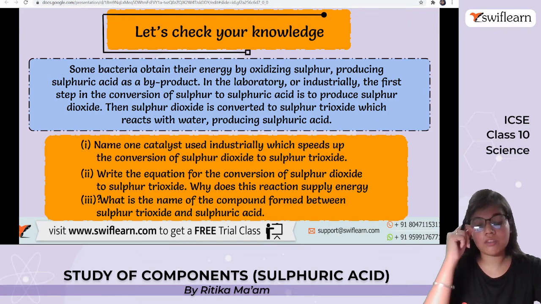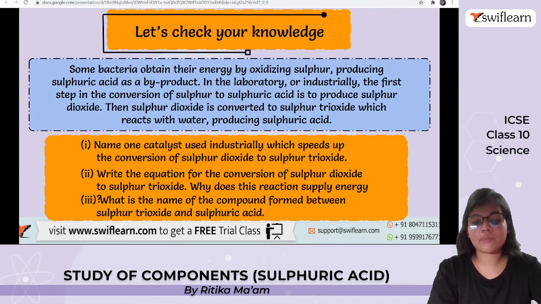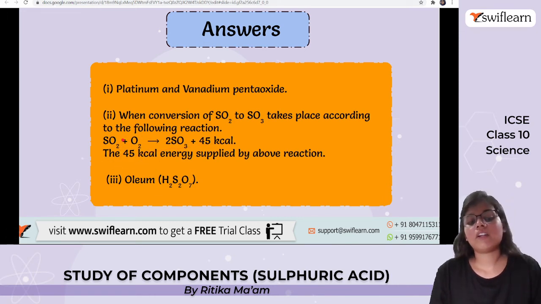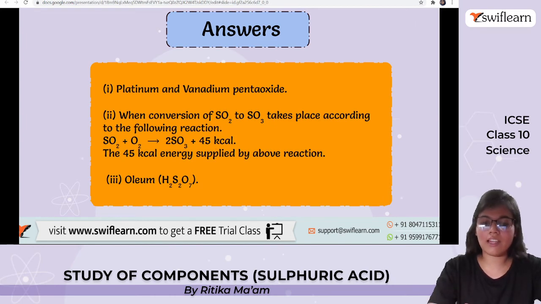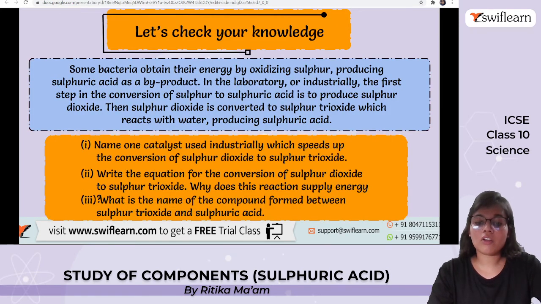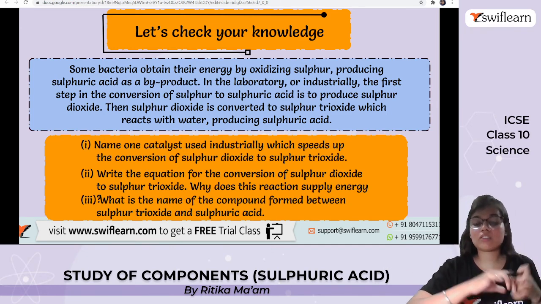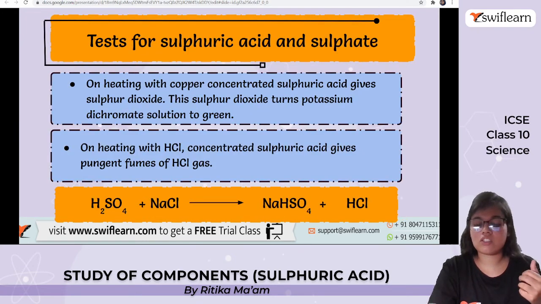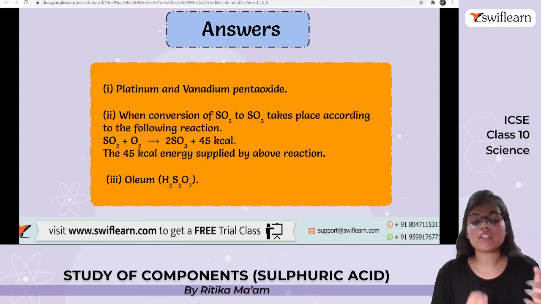Write the equation for the conversion of sulfur dioxide to trioxide, and why does this reaction supply energy? When we are converting sulfur dioxide to sulfur trioxide, we are just providing oxygen. So sulfur dioxide is converted to sulfur trioxide plus energy, approximately 45 kilocalories. And what is the name of the compound found between sulfur trioxide and sulfuric acid? On the journey from sulfur trioxide to sulfuric acid, we have a compound H2S2O7, which is known as oleum.